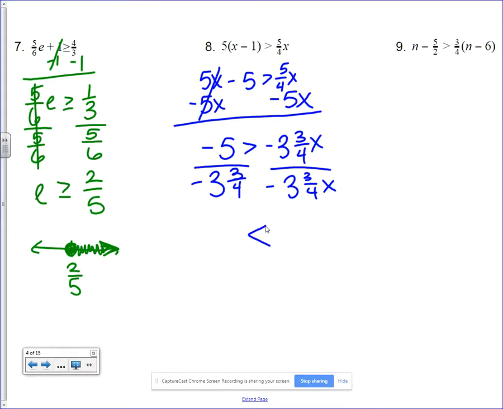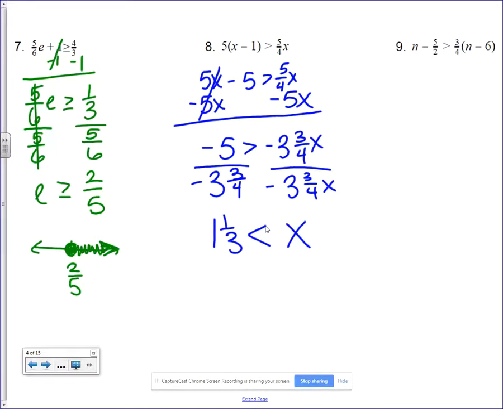Somebody help Quentin. Oh, you got your calculator there, Quentin. What do you get? Somebody help him. -5 divided by -3 and 3/4. I don't know. Is it 20 over 9? I don't think so. Maybe. It's negative 5 divided by negative 3 and 3/4. Yeah. 1 1/3.